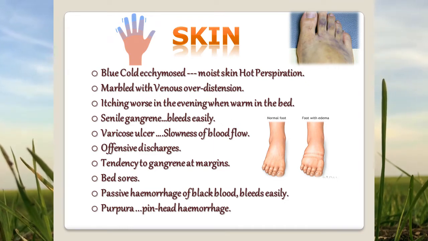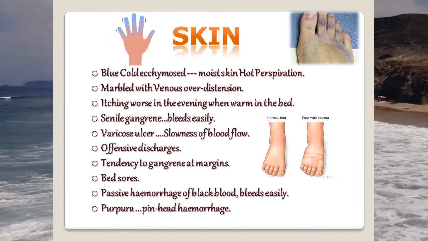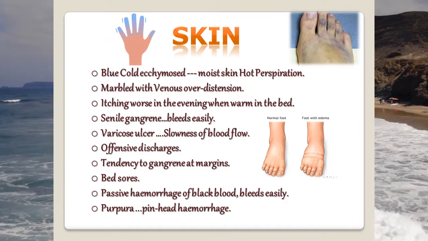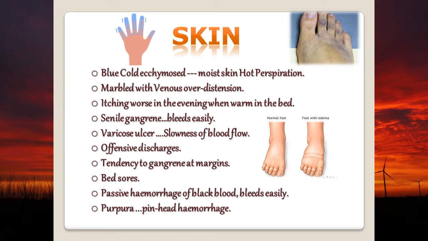So these are our ischemic conditions, offensive discharges, and Carbo Veg offensive nature is marked. Whether in all kinds of discharges, their offensive nature is marked. And because putrefaction is very much related to the Carbo Veg system and carbon group, overall tendency to gangrene at margins, bed sores, and passive hemorrhage of black blood, bleeds easily. In Carbo Veg there is a passive hemorrhage.